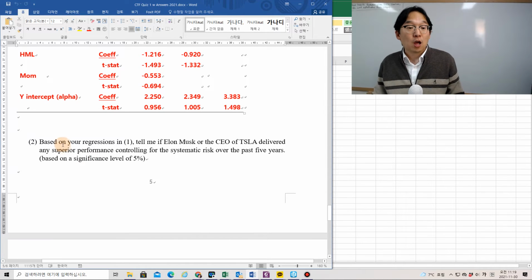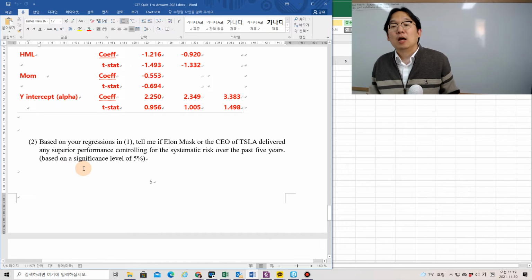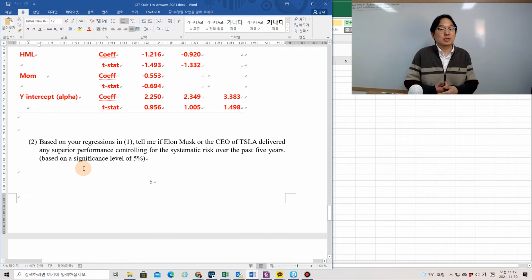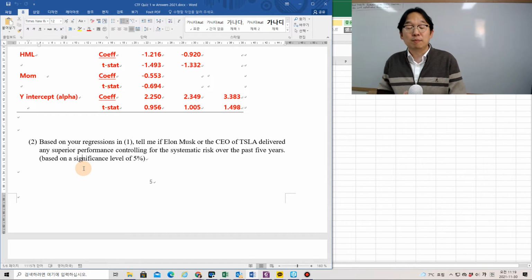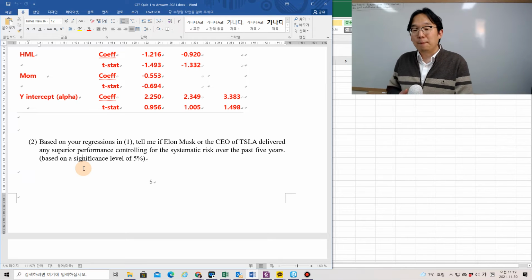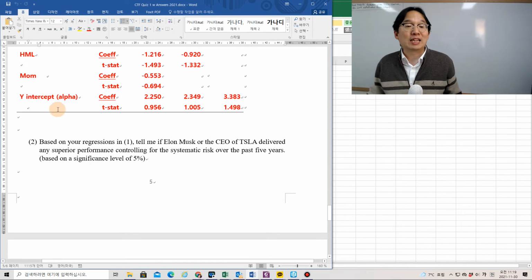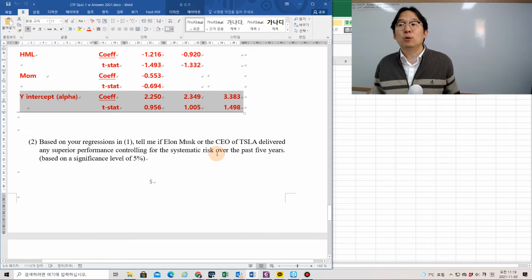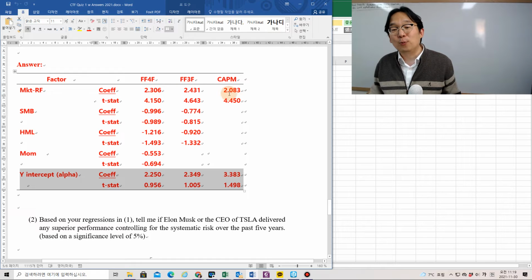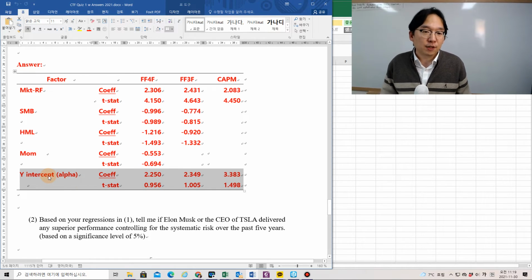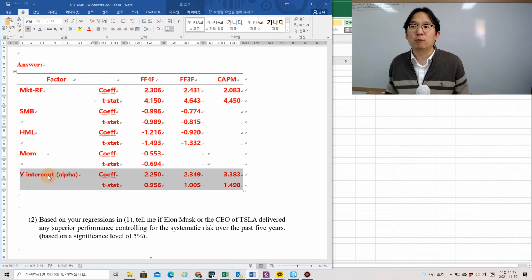Number 2, the question: can we say that Elon Musk was an exceptional guy to make money for the company? Or how would you answer that question? Look at the alpha, okay? Those stock returns of Tesla, are they completely explained away by those risk factors? If that is the case, the alpha will be statistically insignificantly different from 0. We would not be able to reject the null that alpha equals 0.